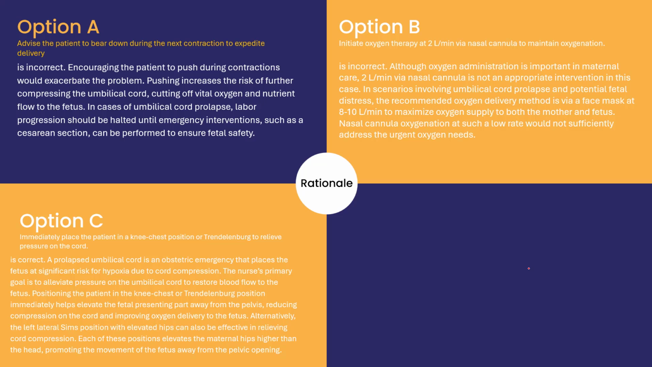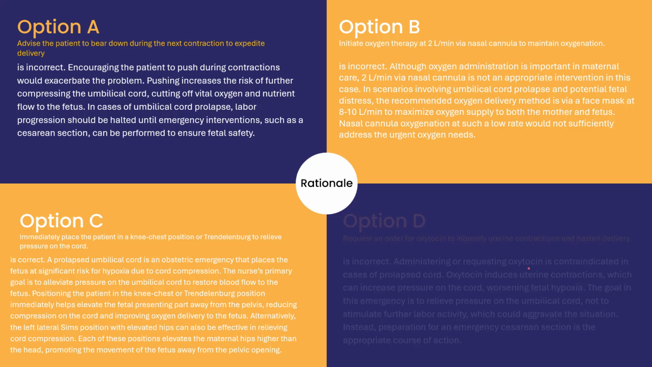In scenarios involving umbilical cord prolapse and potential fetal distress, the recommended oxygen delivery method is via a face mask at 8 to 10 liters per minute to maximize oxygen supply to both the mother and fetus. Nasal cannula oxygenation at such a low rate would not sufficiently address the urgent oxygen needs.